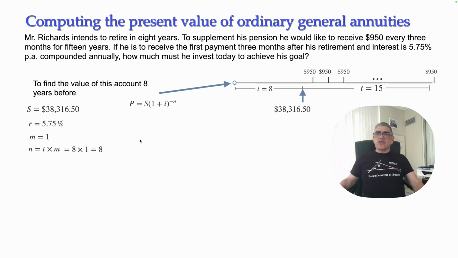So we can just make a substitution of everything. So S is 38,316.50, open bracket, 1 plus I, so 1 plus 0.0575 divided by 1. We don't need to type this 1 in this case. And then to the power negative 8. So use your calculator, and you are going to find that this is 24,498.69.